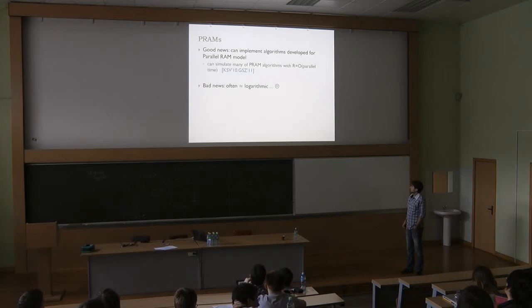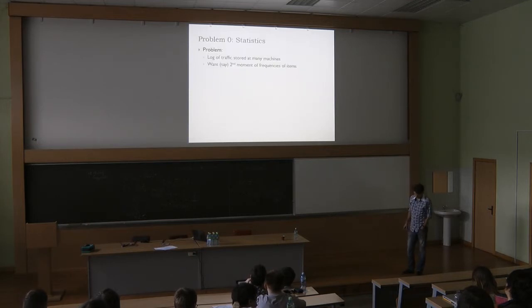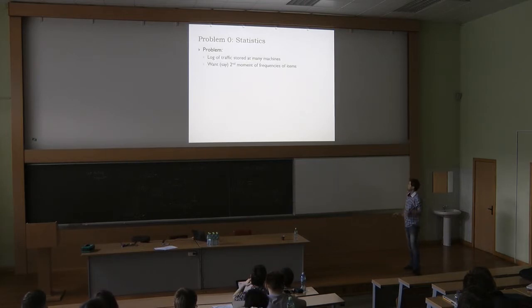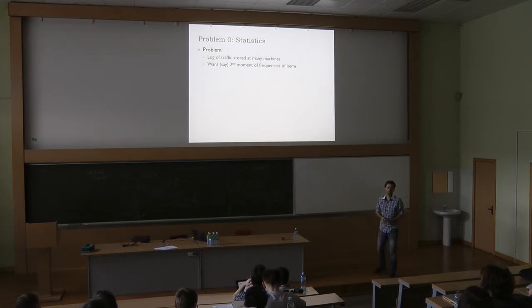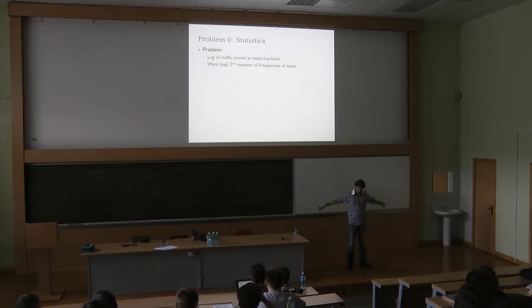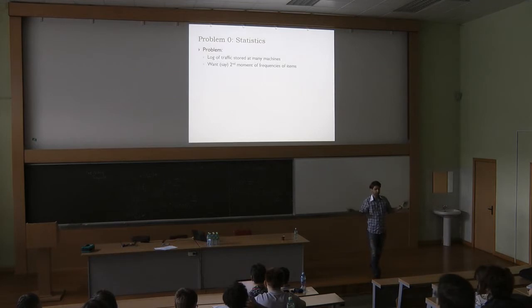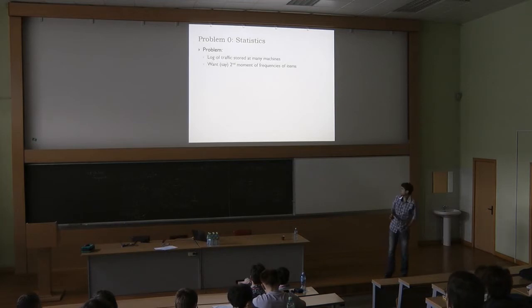Okay. So let me start with something simple, hopefully. Again, statistics. Suppose we want to solve the same problem that I mentioned at the end of the previous lecture. The traffic doesn't pass through the router, but is stored as a log on a hard drive. The router just stores it on the hard drive. Now you have this network log stored across many machines, and you want to compute, say, some moments, say the second moment, variance. So how do we do it?